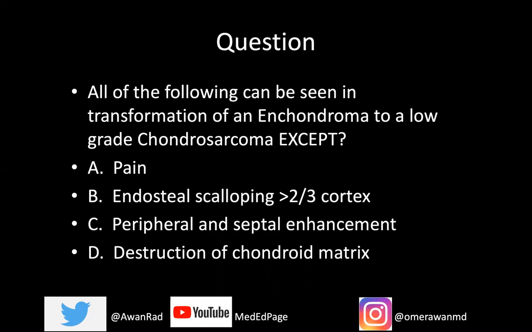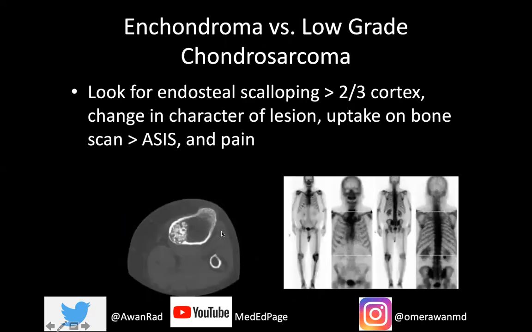that endosteal scalloping greater than 2/3 of the cortex is worrisome for a low-grade chondrosarcoma. Destruction of the chondroid matrix is worrisome. Clinical pain is worrisome, but peripheral and septal enhancement can be seen in even a simple enchondroma. So C would be the answer here, and that's what we see here.